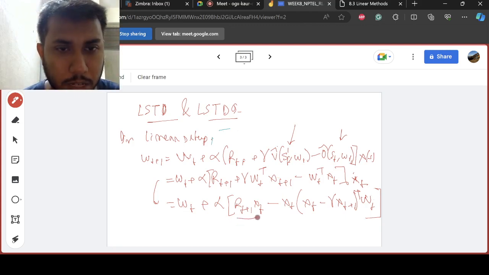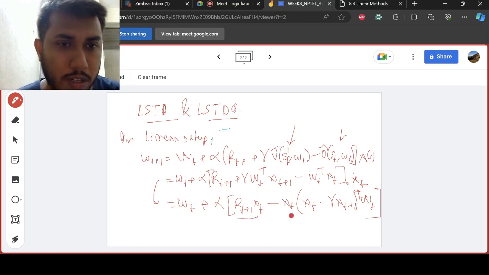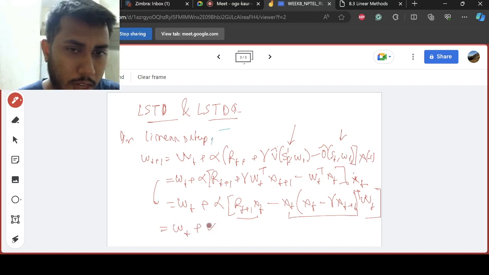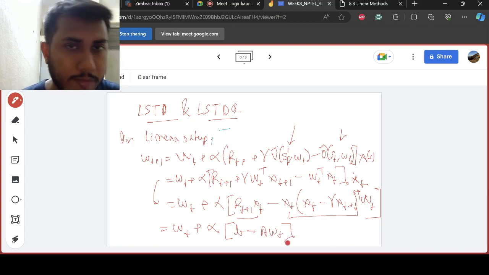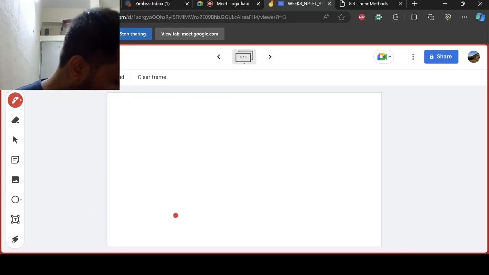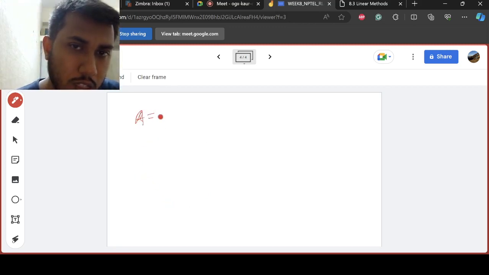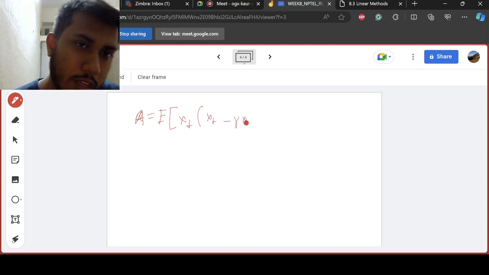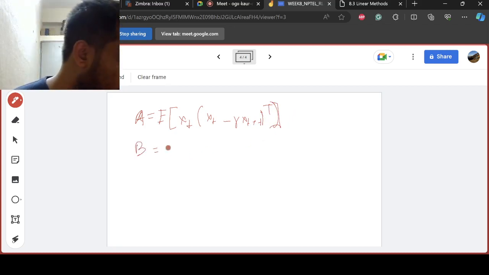Okay. Now it has two parts. This part and this part. So this is typically written as W_t plus alpha (b minus A W_t), where A is typically an estimate of x_t (x_t minus gamma x_{t+1}) transpose, and b is equal to R_{t+1} x_t.